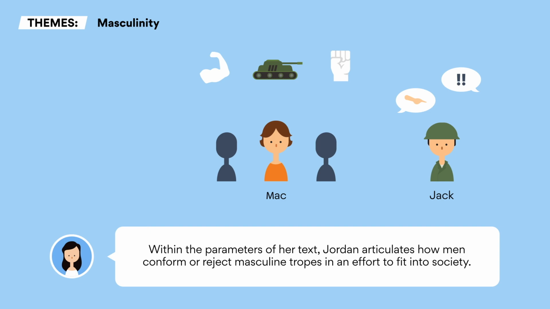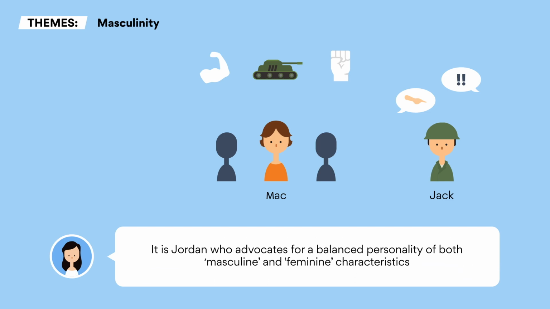Jack dies as a result. It is Jordan who advocates for a balanced personality of both quote-unquote masculine and quote-unquote feminine characteristics, as suggested in the character development of Kip, evolving, learning, and devising a true meaning of what it means to be a man outside of its conventional brutality.